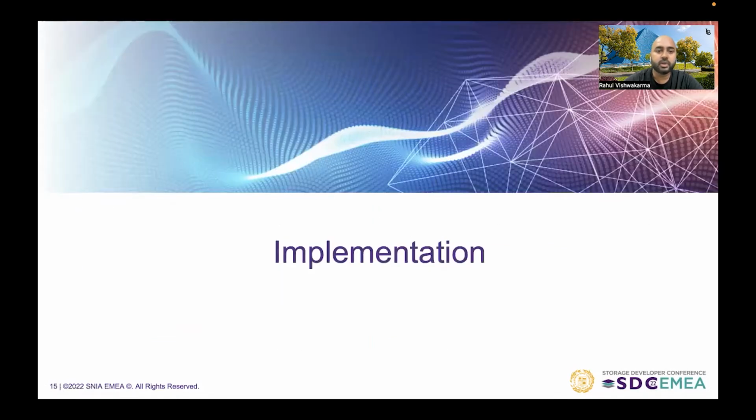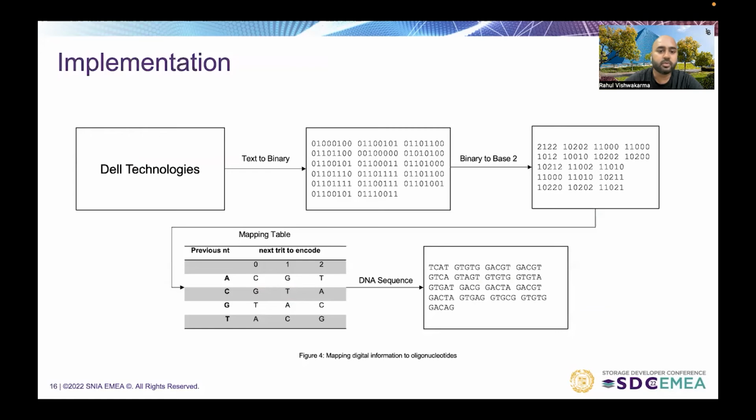Now coming to implementation. We have not done any wet lab experiments, that is, actual synthesis of DNA in the lab, but we have done a theoretical study of the advantage of doing it, and a feasibility study. So for example, let's take the text, Dell Technologies. The first step will be converting it to binary, base 2.